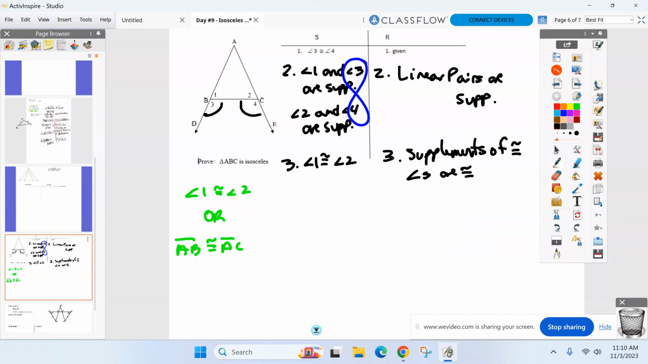All right, 1 and 2 are equal. I don't need to go and say an extra step, AB now congruent to AC. Is this triangle isosceles right now, if 1's congruent to 2? Yes, it is. So triangle ABC is isosceles.